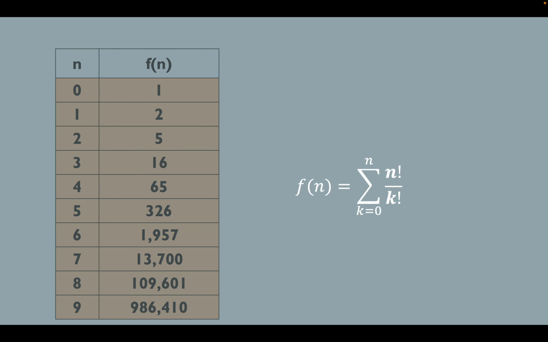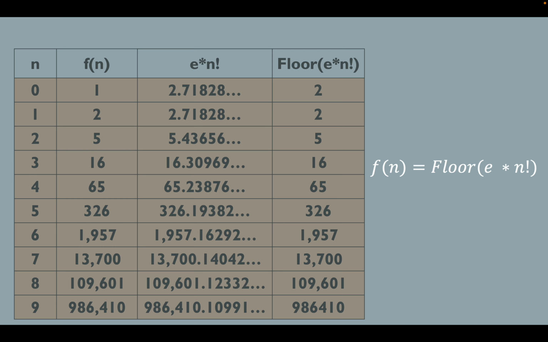Now, there is an easier way to simplify this, and this actually involves e. The actual formula for this is the floor of e times n factorial. I've put an example over here. In the second column, I've got e times n factorial, so you can see the transcendental numbers that are produced. And then I put the floor, which shows that it produces an exact match, which is fascinating.